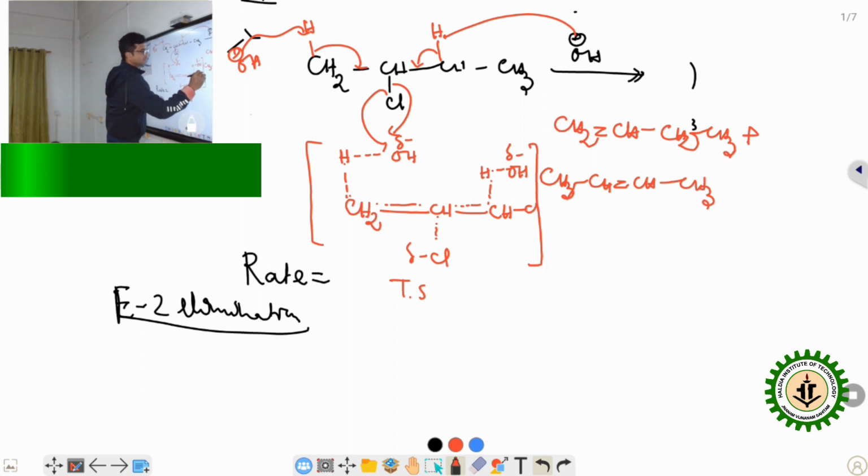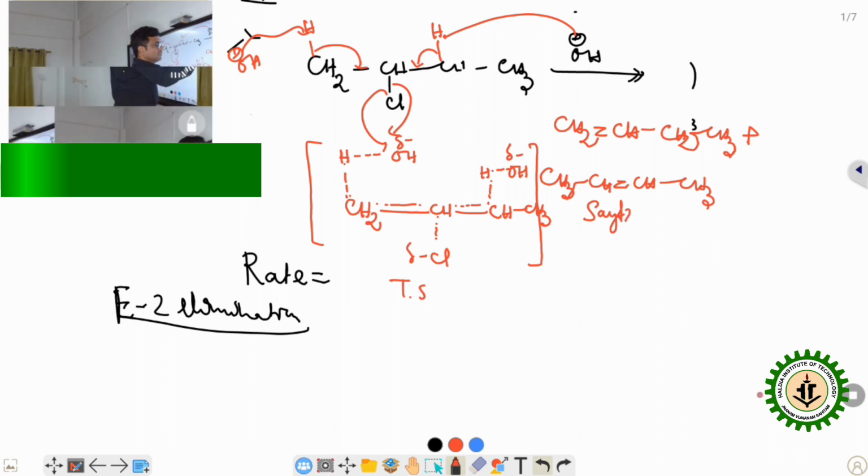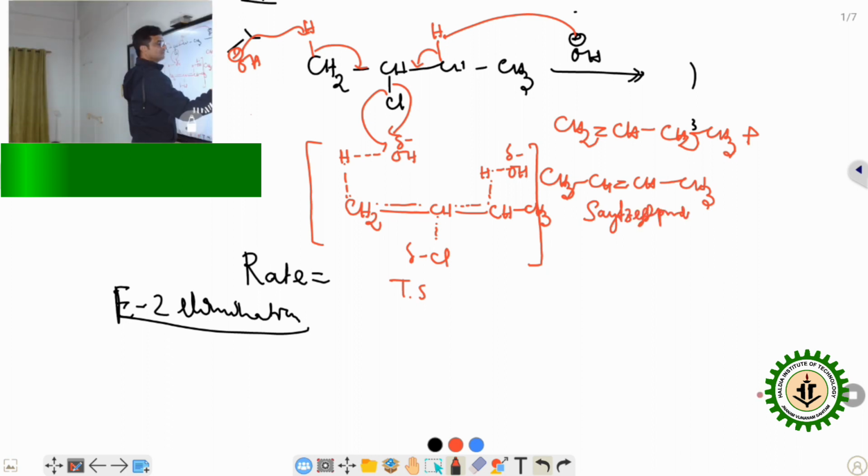So what is the CH3 part? When the hydrogen is abstracted by the base from this site, this alkene is stabilized by hyperconjugation, of course compared to this one. So this alkene is the major product. That is why you can say this is the Saytzeff product, which is the major product.